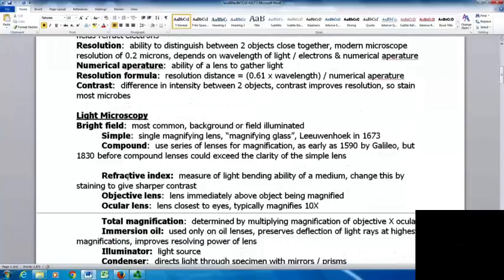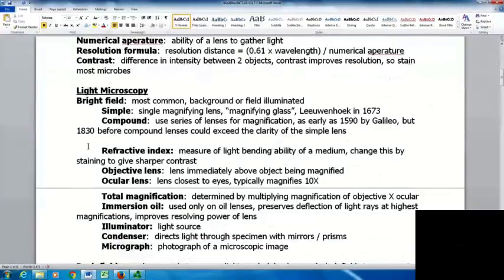Light microscopy is what we will be using. The bright field is the most common. The background or the field is illuminated. With a simple microscope, you have just a single magnifying lens. This would be what we would consider a magnifying glass. This is what Leeuwenhoek worked with in 1673.